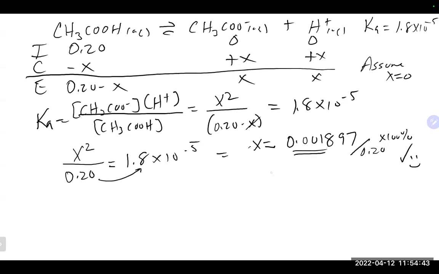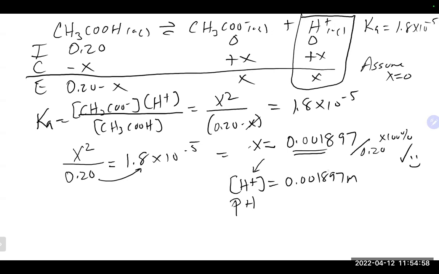That does mean this would be our H plus concentration, 0.001897, which now we can go into our pH. From looking at our table, that is the H plus, so minus the log of 0.001897 gives us a pH of 2.72 for this weak acid. That is obviously an acidic pH, so that's good at least, right? If it was 12, that would not be so good.